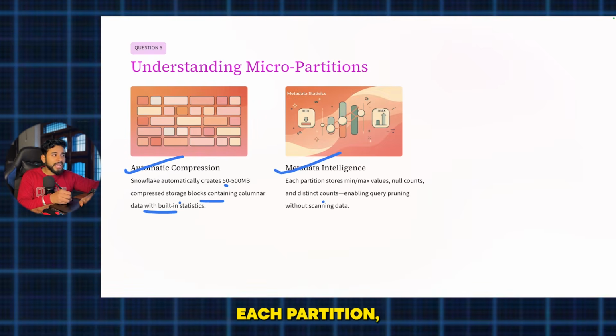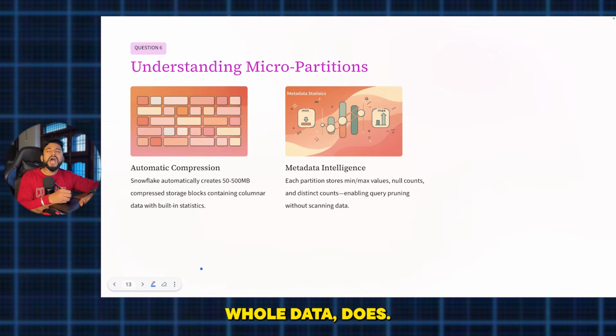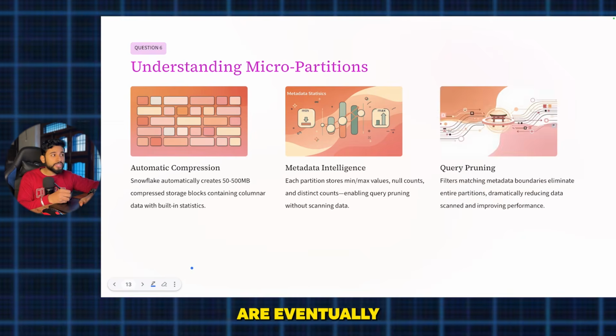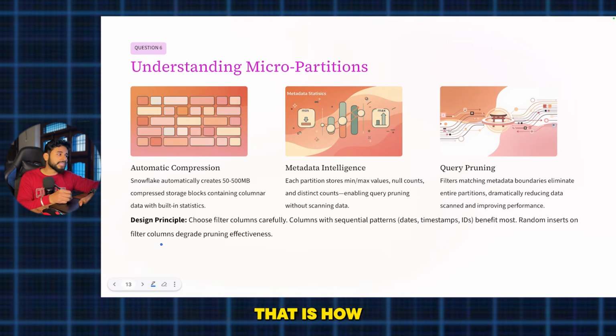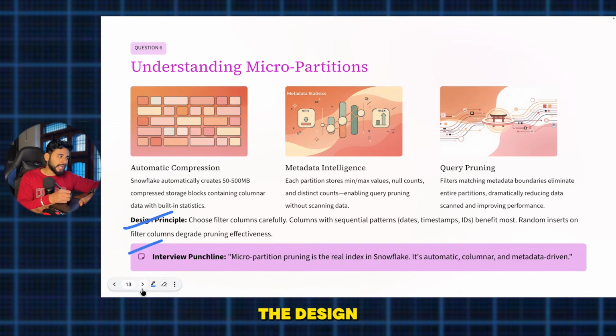It is metadata intelligent. Each partition stores min and max values, null count, distinct counts, enabling query pruning without scanning the whole data. You should not scan the whole data. The cloud data warehouses are very intelligent to do those kinds of things. Query pruning you have to do. If you are using select star at multiple places, don't use select star. Limit your result: apply where clause, apply limits. That is how you have to design things.